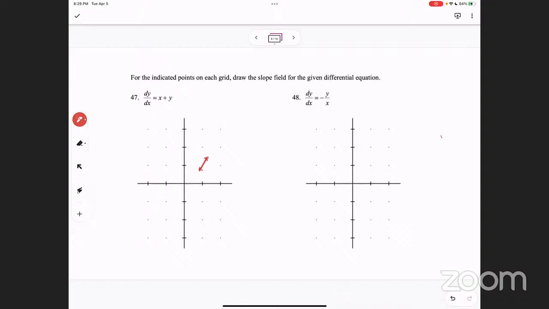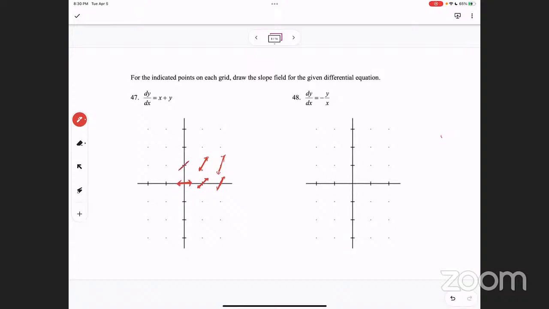So for this point right here, the point is 2, 1. The slope is 3, so it's going to be even steeper. For this point right here, 0, 0, the slope is 0, which means it's a horizontal line. Yeah, exactly. For this point right here, the slope is 1, so it's going to be over 1, up 1. For here, the slope is 2, so it's a little steeper. Do you get what I'm saying? Does that look like what it looks like on your graph?